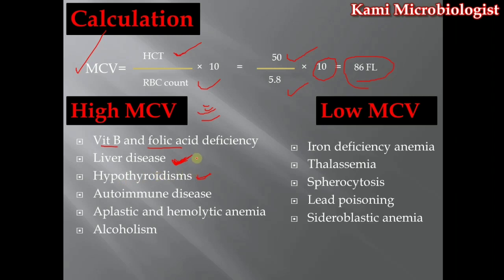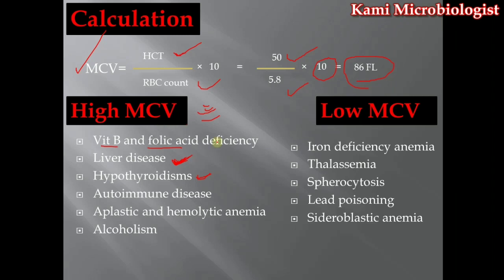There is some hormone due to which the RBC levels are maintained. If hypothyroidism occurs, meaning a low level of the hormone secreted from the thyroid gland, then the RBC levels are also disturbed. Due to this, there is a high MCV.